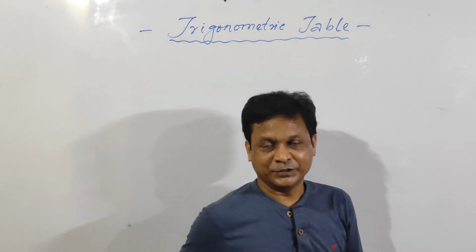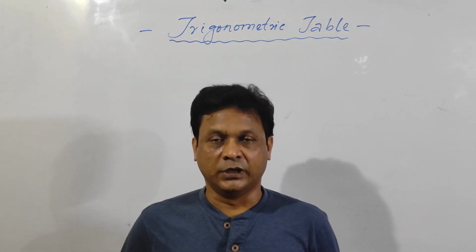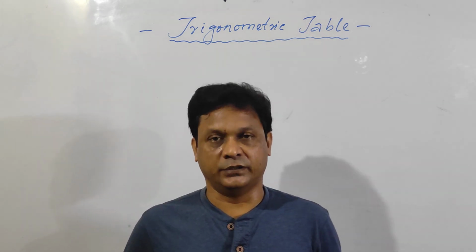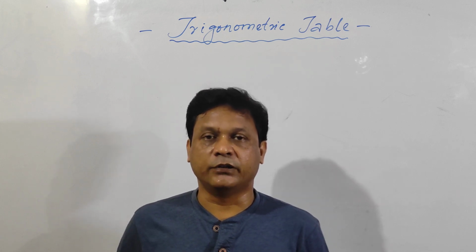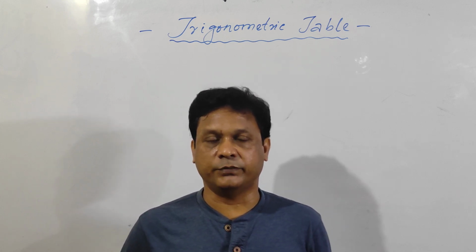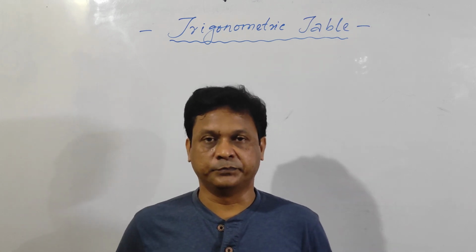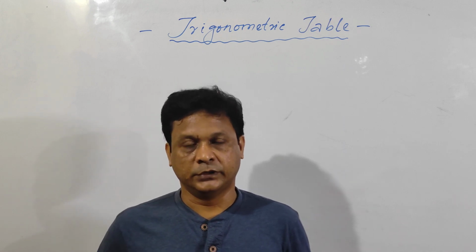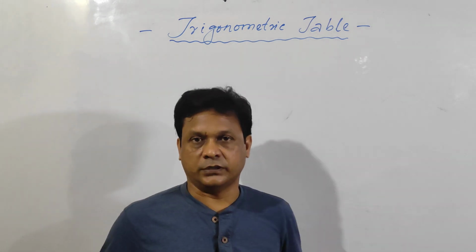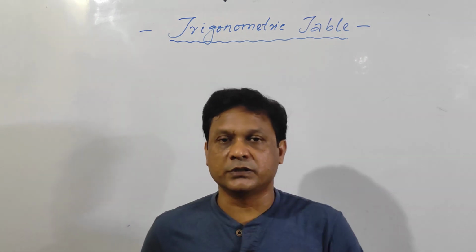Hello everybody, and today I am going to tell you about the trigonometric table. That means how to determine the values of a trigonometric function, how to find out sine 0, sine 30, sine 45, sine 60, sine 90 and so on. Okay, and we already know that there are 6 trigonometric functions: sine, cos, tan, sec, cosec.